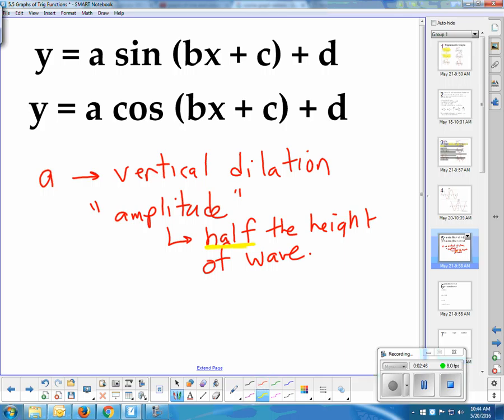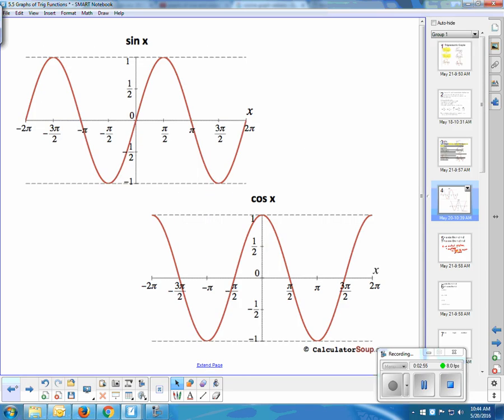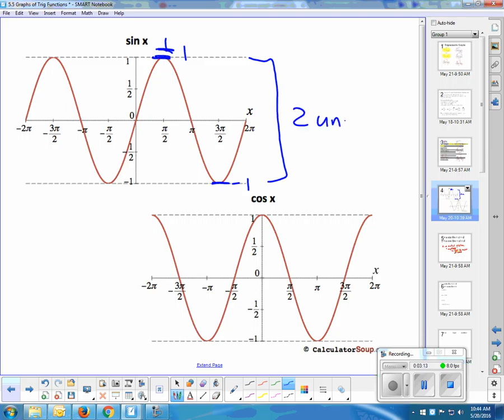Most students, if they make a mistake, forget about the half. They just remember the height of the wave. So make sure you remember that it's half of the height of the wave. If I flip back to my parent functions here, I look at both the sine and the cosine graphs, and I would say they both have a height of 2. We have a minimum at -1 and a maximum at +1 for a total height of 2 units, which would give me an amplitude of 1.